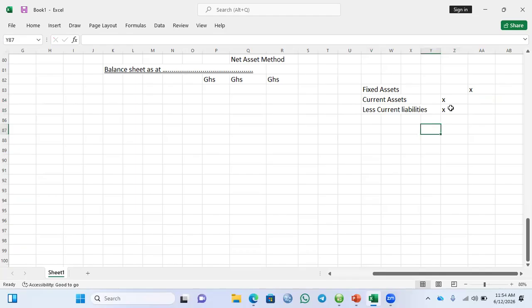When you less current liabilities from current assets, professors, you get something called working capital. Working capital, please note this somewhere. Working capital is the difference between your current assets and current liabilities. Current assets, current liabilities, the difference between them is the working capital. So this working capital is now added to your fixed assets, and that will give you your net total assets.